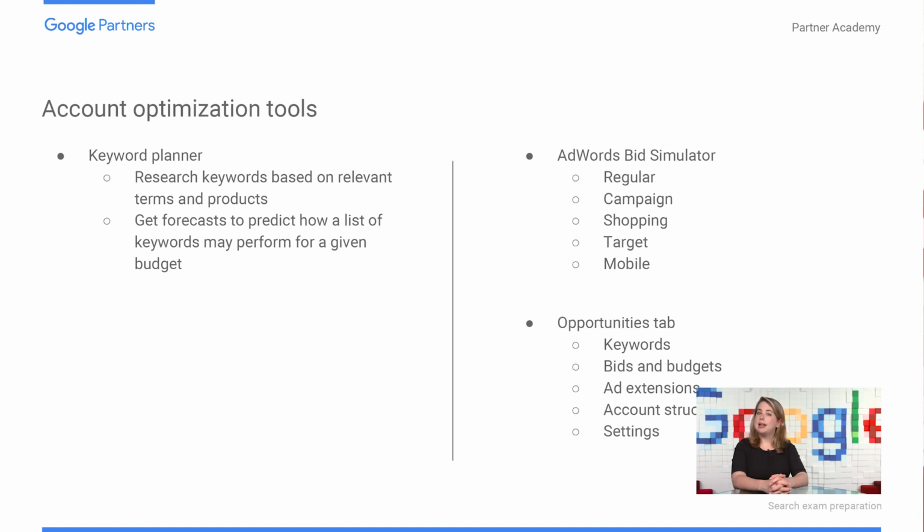Ad extensions: add site link extensions, add call extensions. Account structure: create new ad groups from existing keywords. Opportunities related to settings: optimize ad rotations to get more clicks or conversions. Show your ads on Google Search Partners to get more clicks at a lower cost.